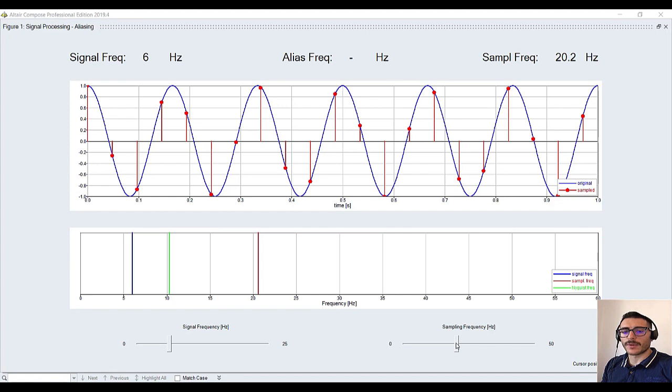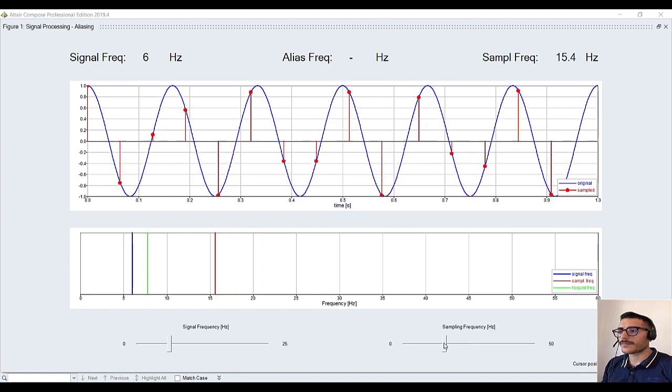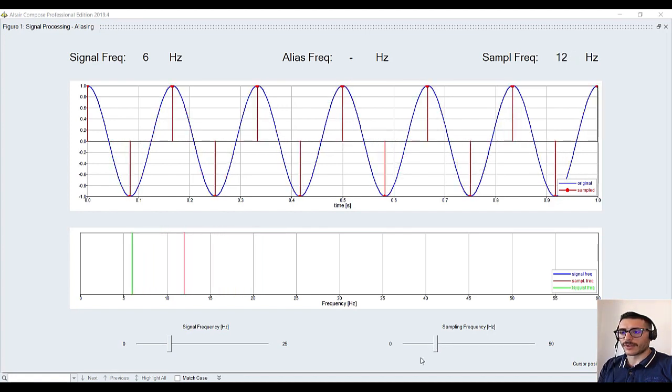Let's get to a sampling frequency of 12 Hz. At this sampling frequency, we can see that the time domain representation is not that accurate. In fact, we are representing our cosine wave as a triangular wave. But in the frequency domain, the frequency content of the signal is completely preserved. The triangular wave will have a frequency of 6 Hz, the same as the cosine wave.